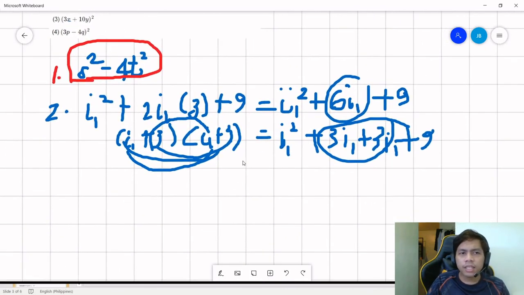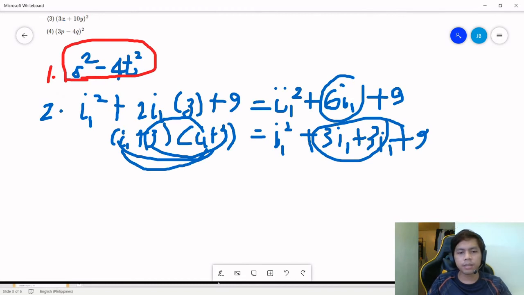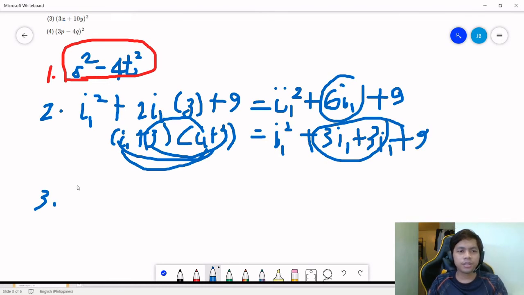Now for number 3, it's kind of a complex problem or expression, but it's not. Okay, so 3x plus 10y squared. So still it is a square of a sum. So sa square of a sum, just remember x squared plus 2xy plus y squared. So ang value natin sa x is 3x. Right? So 3x, so i-square daw natin siya.